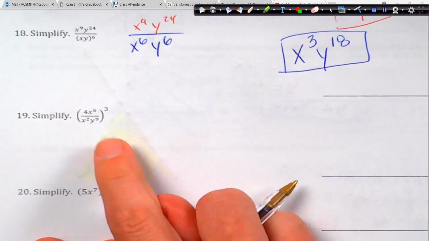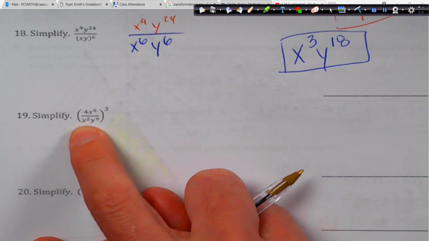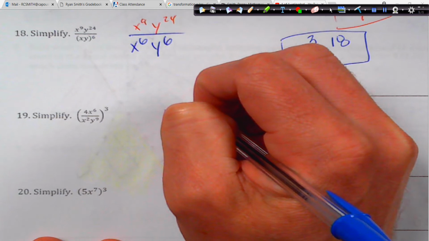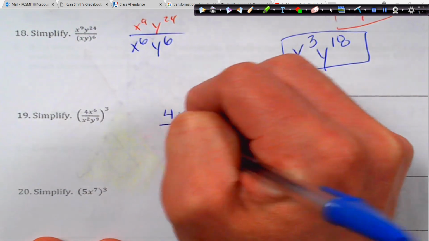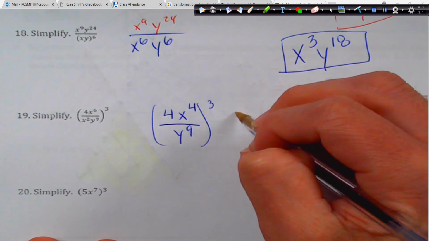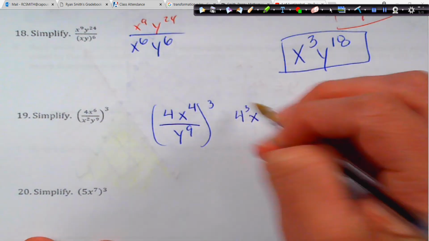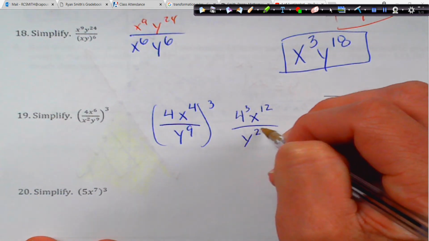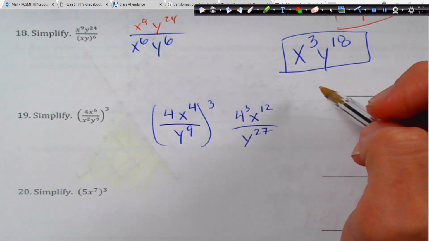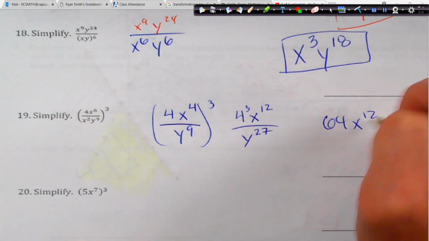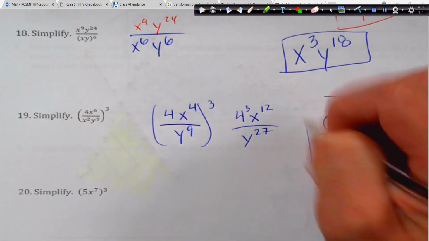Okay, before I distribute this 3, I'm going to try and reduce in here. X to the 6th and x squared are going to reduce, so that's going to be 4x to the 4th over y to the 9th. And then I'm going to do the 3rd power. So we're going to get 4 to the 3rd power, and then x, these are going to multiply to give me 12, and this is going to multiply to give me 27. And then 4 to the 3rd power is going to give me 64. So we get 64x to the 12th, y to the 27th.